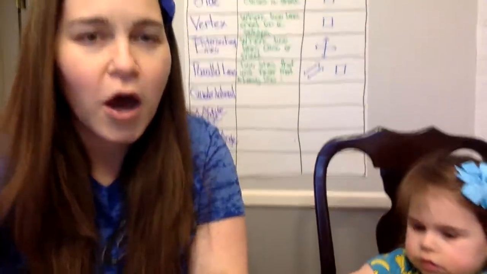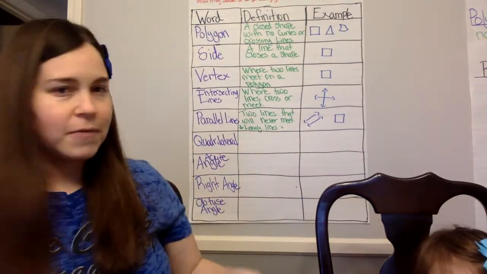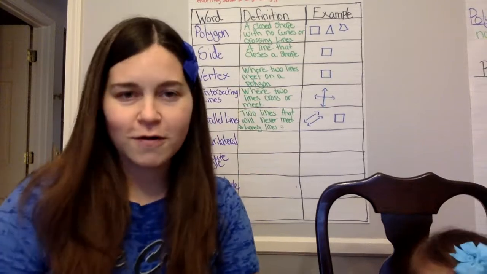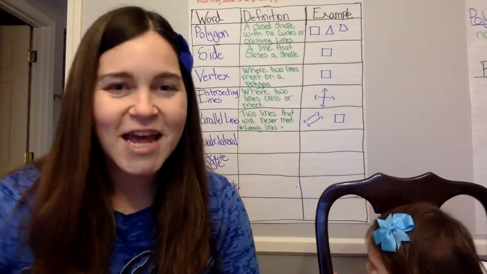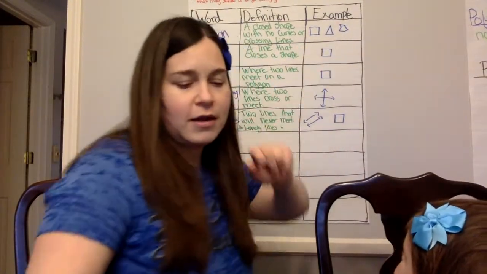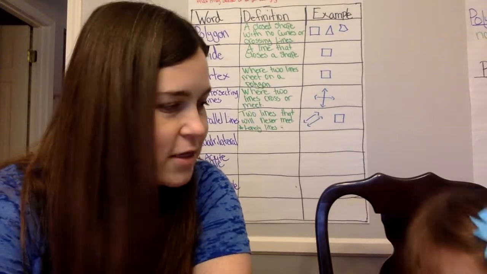So, I'm reminding you what a polygon is. Alyssa is holding up the different polygons. It's a closed shape with no curves or crossing lines. And so up here I have some polygons for you, and Alyssa showed you a couple. The next thing you'll notice is she was counting the sides.